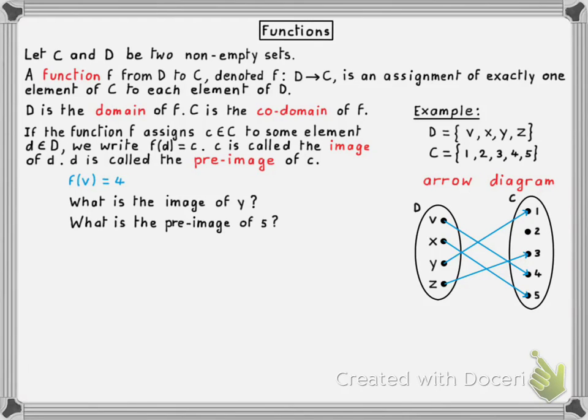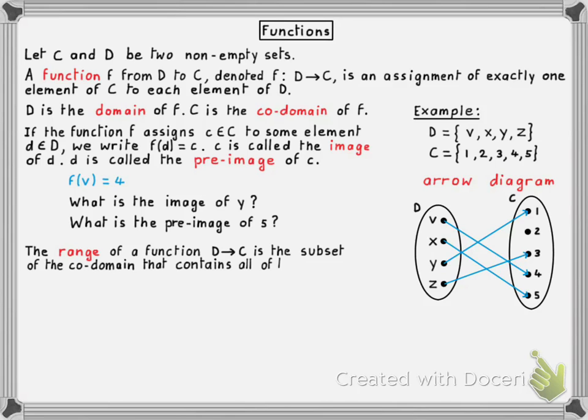Let's consider one more definition related to functions. We call the range of a function from D to C the subset of the codomain C that contains all of the images of elements of the domain D. So in other words, the range is the subset of the elements in the codomain that are images of elements in the domain. In other words, it's the subset of the codomain of all the elements that have arrows going to them.